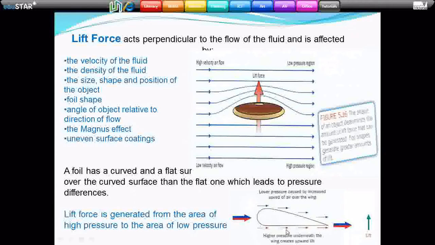Another example you can see down here is the example of a plane's wing, and what it does, it generates an area of high pressure underneath and an area of lower pressure above the wing, and that creates a force of lifting the object from the areas of high pressure to the areas of low pressure.